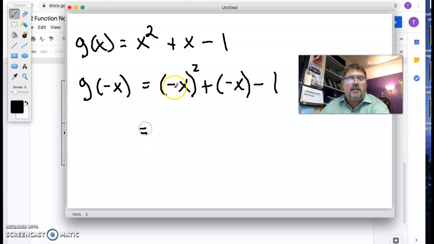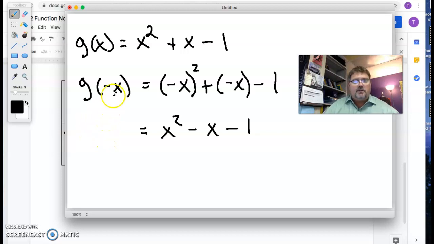Any negative squared is positive, so that stays as an x squared. Plus minus gives me a minus here. Let me bring that down, and that is g of negative x. So we can enter that into our record: x squared minus x minus 1.